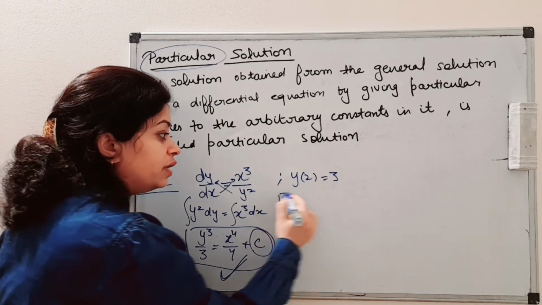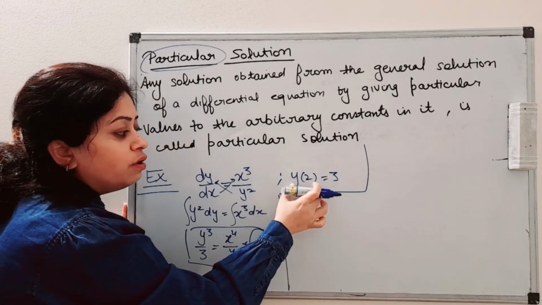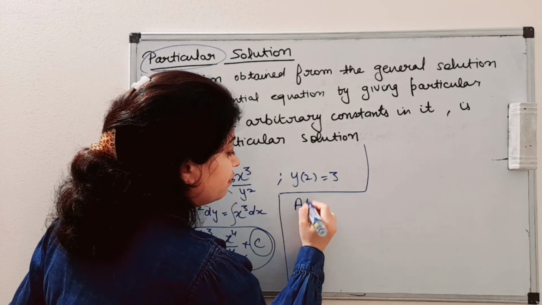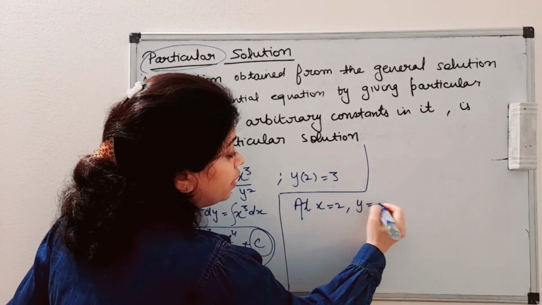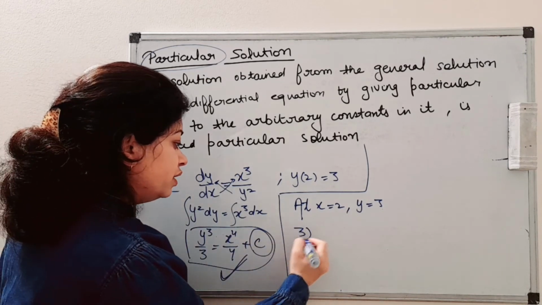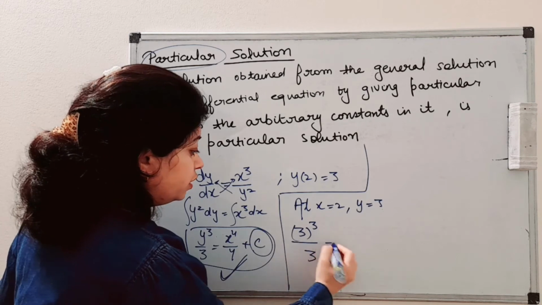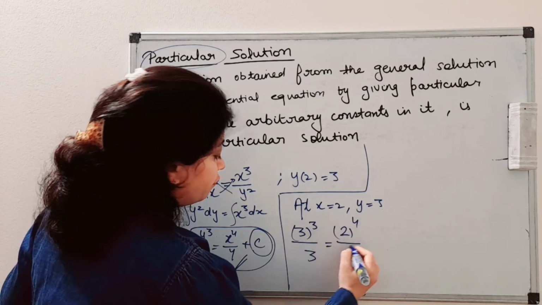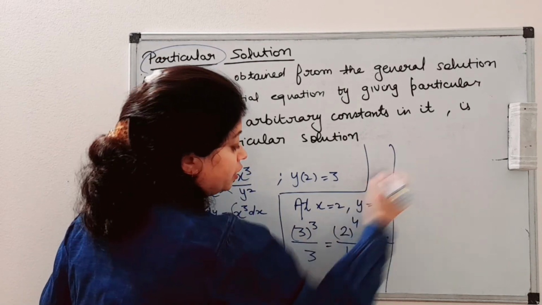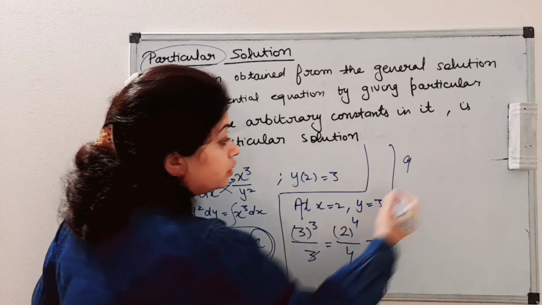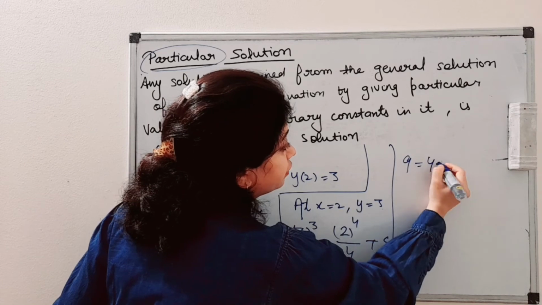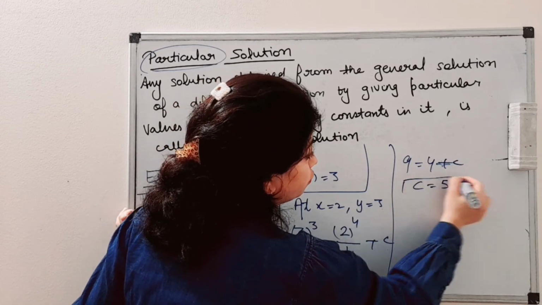And how do we calculate those values? We are given y of 2 is equal to 3. That means given at x equal to 2, y equal to 3. So we will substitute this value here. Y equal to 3 means 3 cube upon 3 is equal to 2 raised to power 4 by 4 plus c, and solve it. 3 raised to power 3 divided by 3 will be 9 when we cancel it, and 16 by 4 will be 4 here plus c. Okay, that means c is equal to 5.